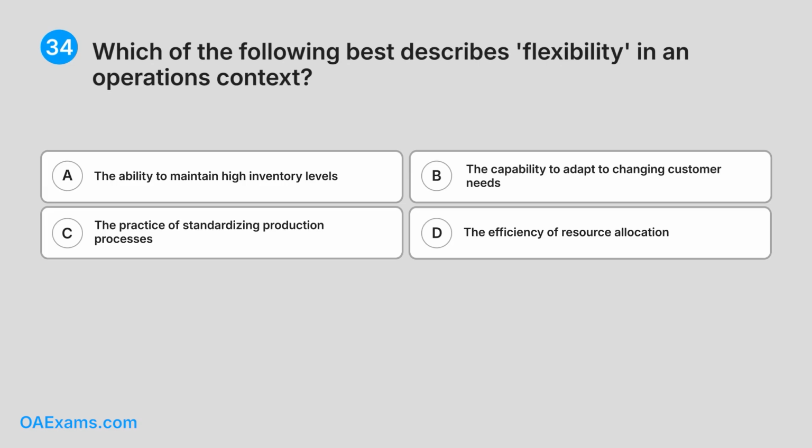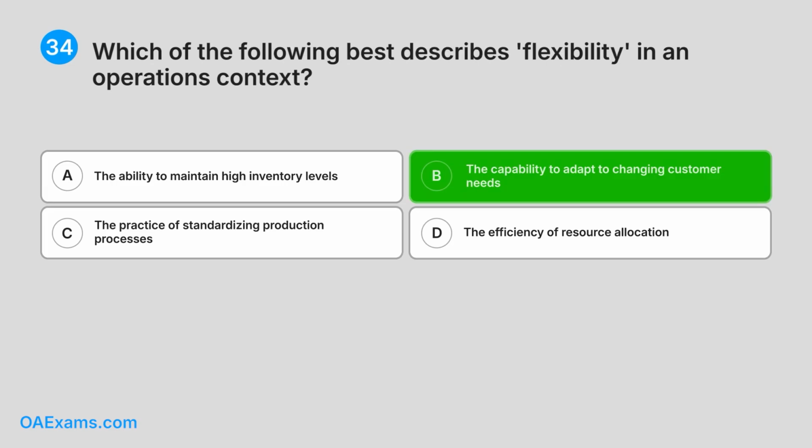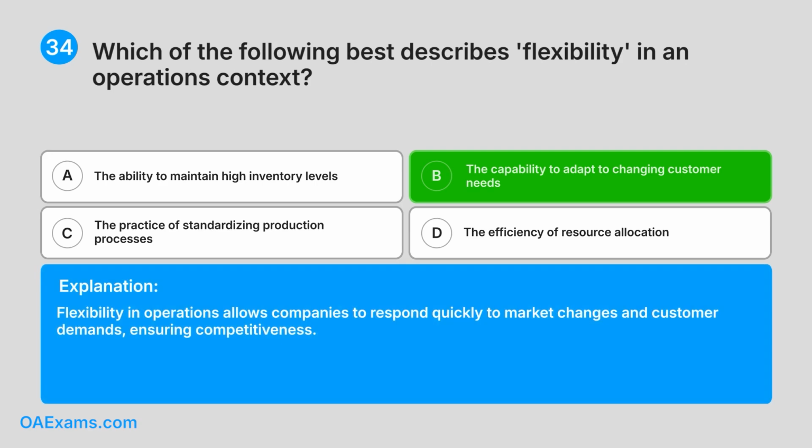Correct answer. B. The capability to adapt to changing customer needs. Explanation. Flexibility in operations allows companies to respond quickly to market changes and customer demands, ensuring competitiveness.